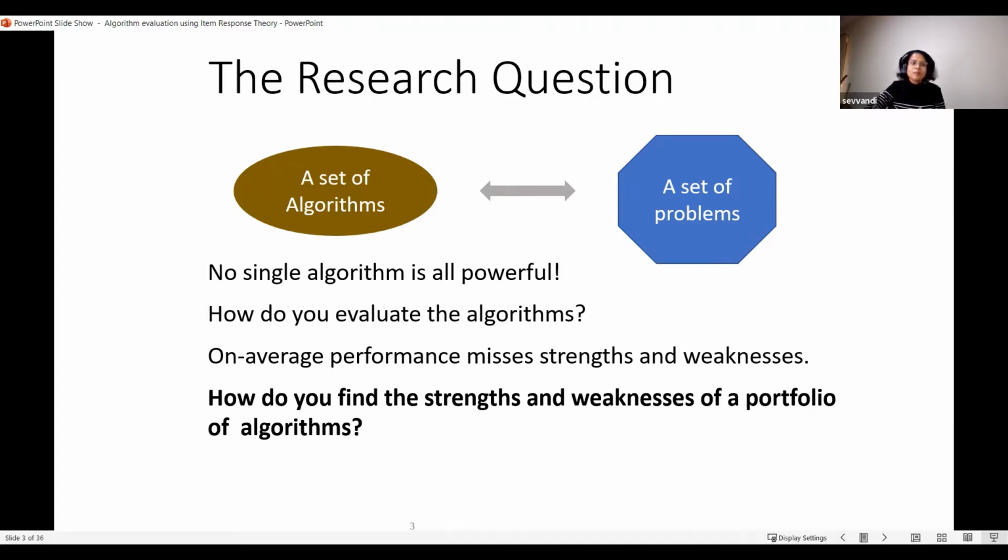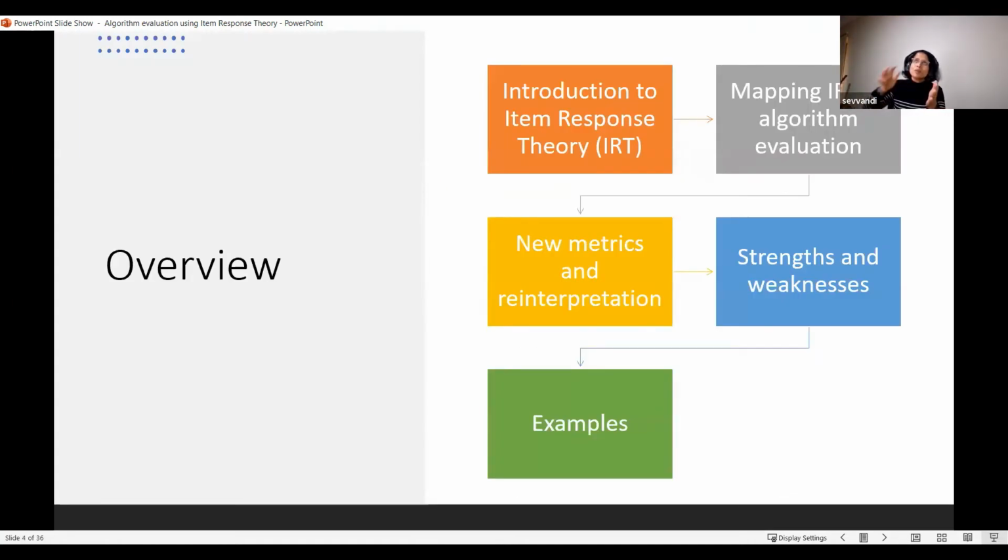So the thing that we're going to look at is how do we find the strengths and weaknesses when we have a portfolio of algorithms? And of course, Kate's instance-based analysis work ties heavily with answering that question. We are trying a different way, which is using item response theory. I'll be talking a little bit about item response theory, and then how we map item response theory to algorithm evaluation, and then talk about new metrics and how we're going to reinterpret it, and also the strengths and weaknesses and some examples.